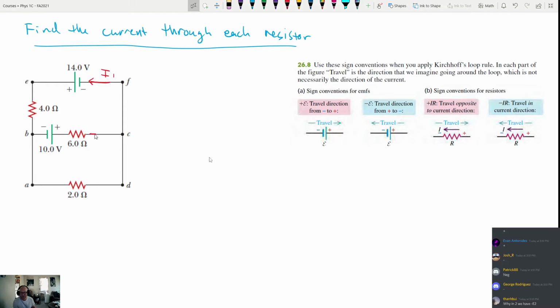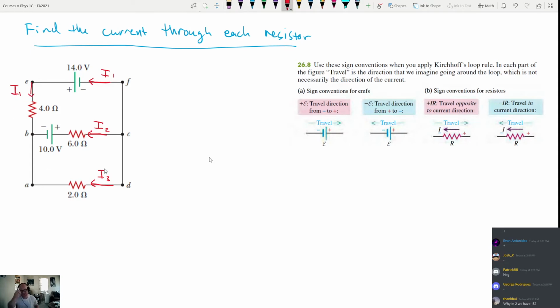I'm going to make the current in the middle branch I2, and I'm going to make the current in the bottom branch I3. Okay? I chose all of them pointing to the left. I did not have to do that, but I did.